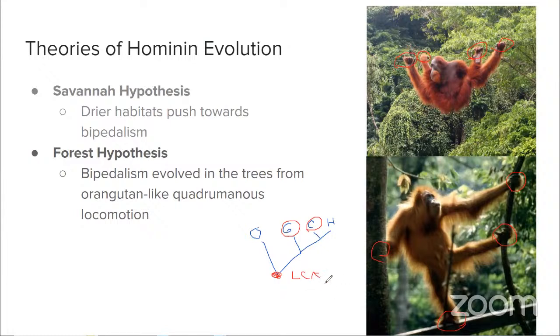Okay, so if we've got a last common ancestor here that's already kind of upright, what kind of trait would we see here? Okay, sure. Let's say we have a knuckle walking shift here. Then we'd have to shift back. Where are we shifting back to that last common ancestor trait then? Like here?